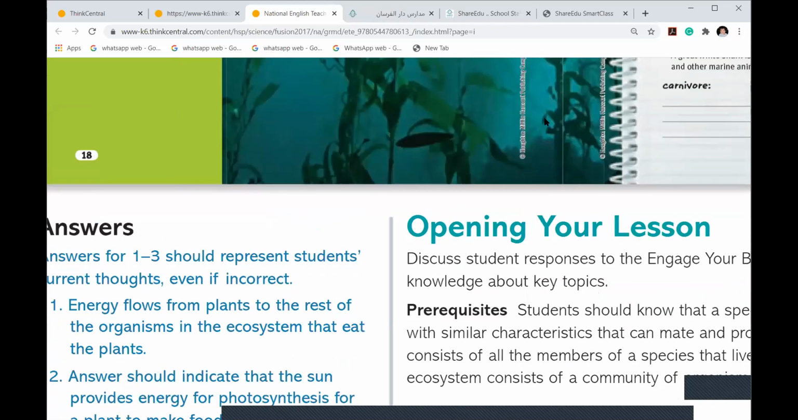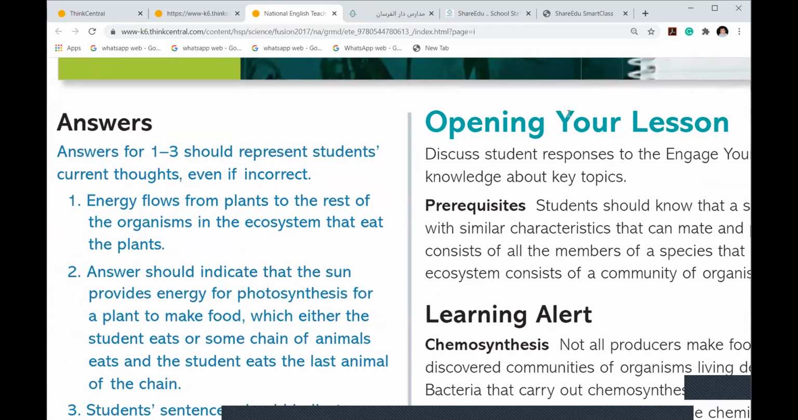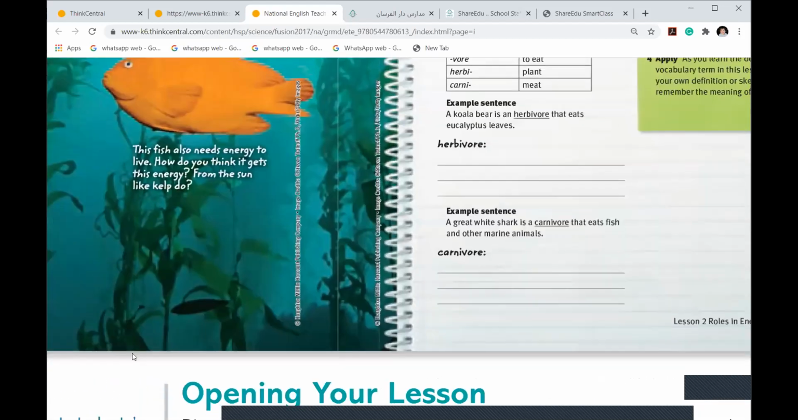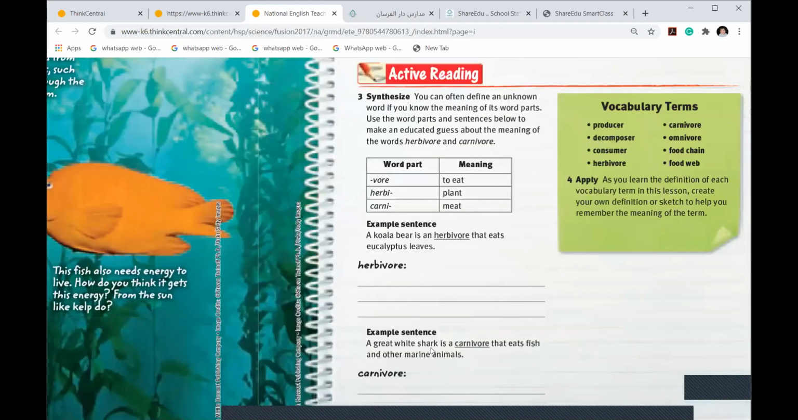All right, you will all have different answers, but your answer should indicate that the sun provides energy for photosynthesis for a plant. And you know, nothing is without a plant. Even milk from a cow needs a plant. So everything is indirectly related to plant. Sun, plant. Now, this answer you have to write on your own.